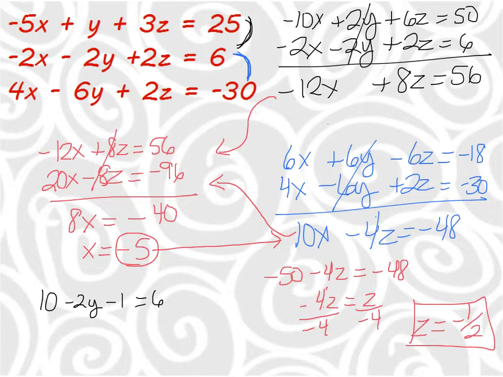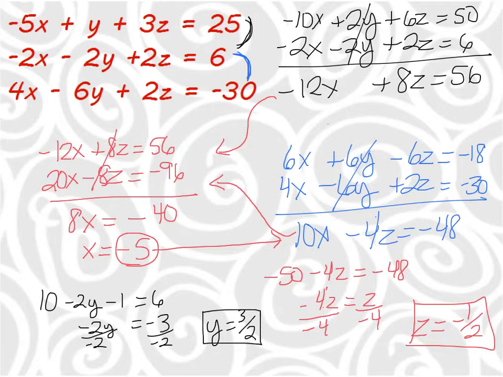All right. So on the left side, I end up with a 9. Subtract that to the other side. And I have my -2y. So it looks like y ends up being a +3/2. Okay, so got some fractions, that's okay.